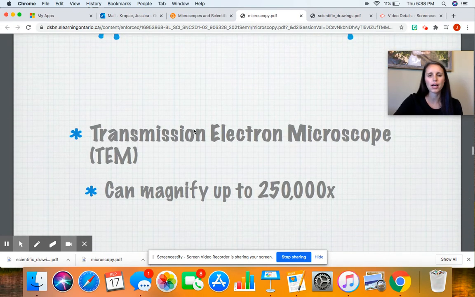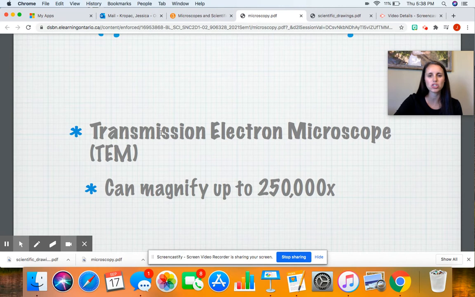Another type of microscope is our transmission electron microscope. These are similar to electron microscopes. They're just a little bit more powerful. They can magnify up to 250,000 times. So remember, the compound microscope was only 2,000 times.